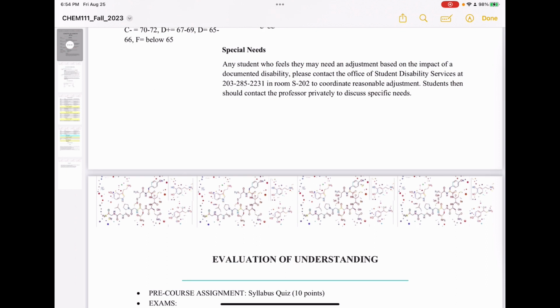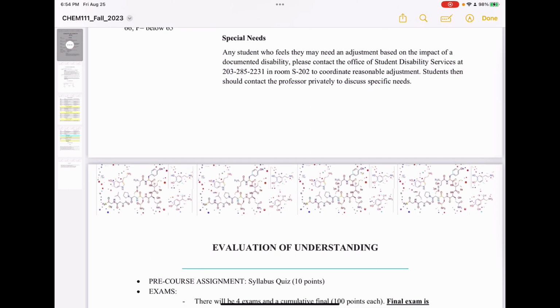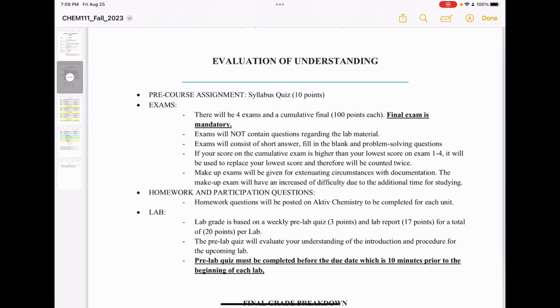Now, for special needs, if any student feels that they may need special adjustments, please contact the Office of Student Disability Services at 203-285-2231, or you can simply go to room S202. I believe you'll have to fill in some documentation, and then they will reach out to me. In the meantime, if you want to come over and just talk to me in person, I'm more than happy to listen, and I'll try to do my best to accommodate your request.